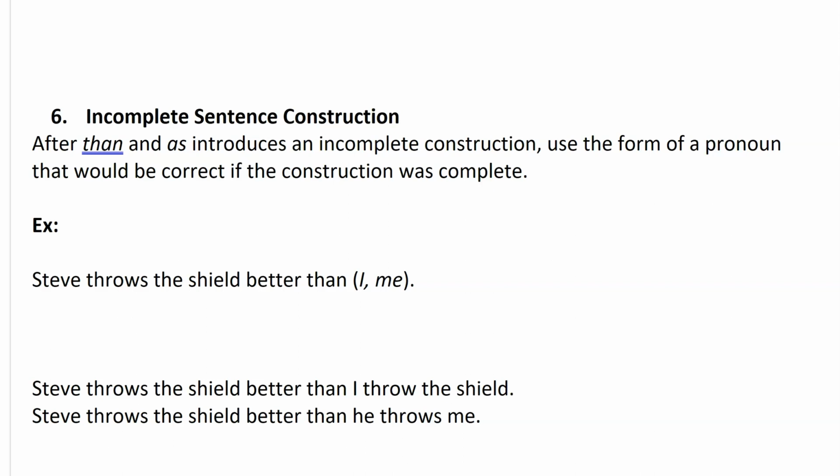Okay, so we've got this word than, right? And it introduces something that's incomplete. I've got to figure out what we're really trying to say here. So Steve throws the shield better than me or than I. Well, it depends, so I have to make a decision here. Now, if I choose I, then what I'm saying is Steve throws the shield better than I throw the shield. So what would happen if you chose me?